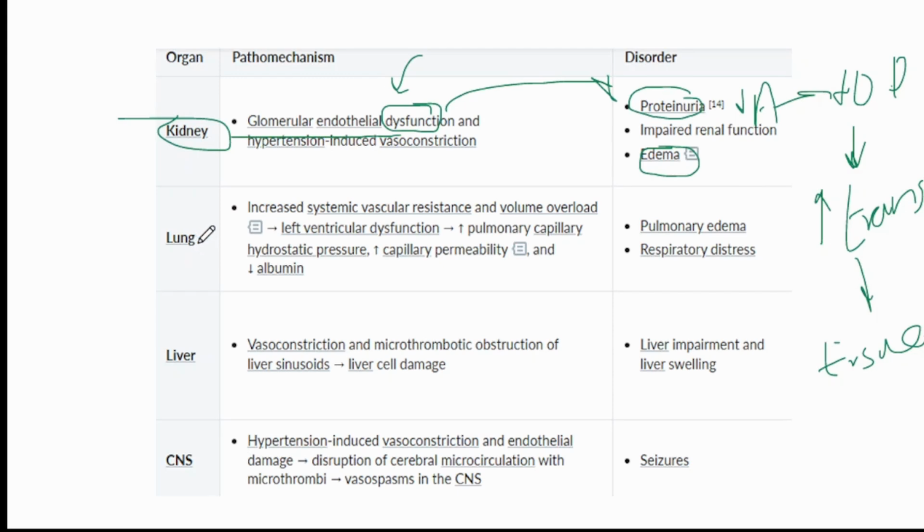Okay, and then in lungs, of course, there is hypertension, and hypertension leads to left ventricular dysfunction, that would lead to increased hydrostatic pressure in the lung capillaries, and that will increase capillary permeability. So increased hydrostatic pressure is due to vasoconstriction, and increased capillary permeability is due to capillary or endothelial dysfunction. And what will that do? That will lead to increased movement of fluid from these pulmonary capillaries to alveoli. And what would that do? That would cause pulmonary edema and respiratory distress.